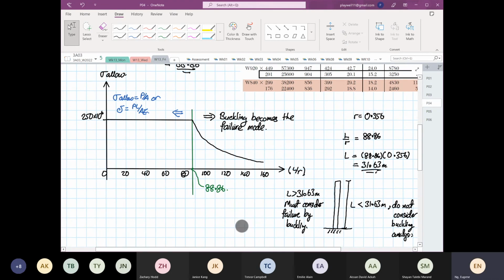Okay. So that's how you trigger buckling analysis or ignore buckling analysis. Now, when buckling will occur also has a condition. I repeat again, when buckling occurs has a condition. What do I mean by condition?